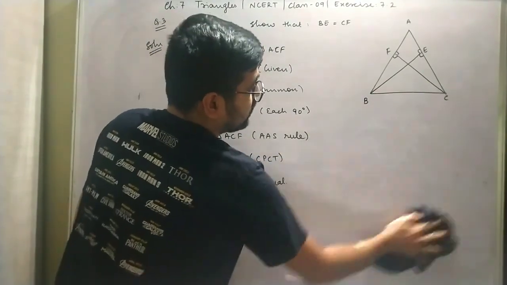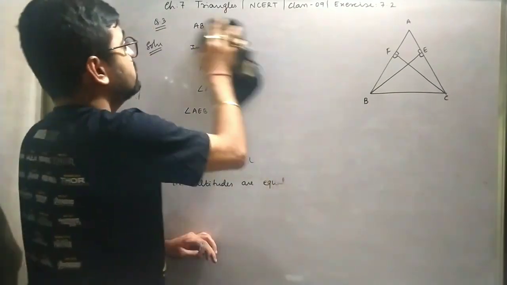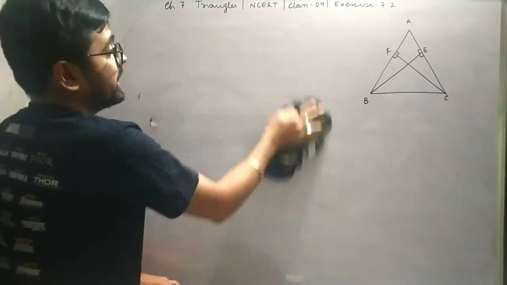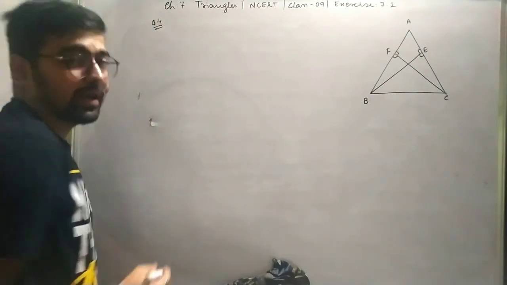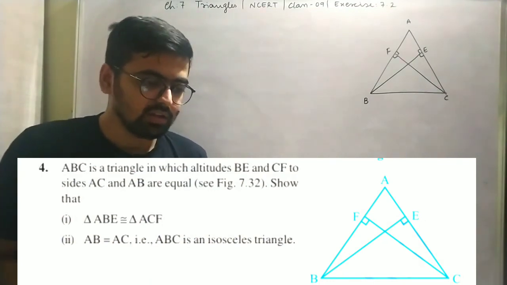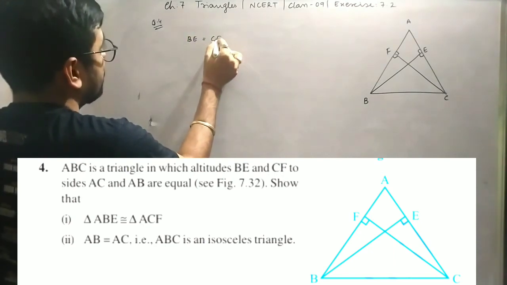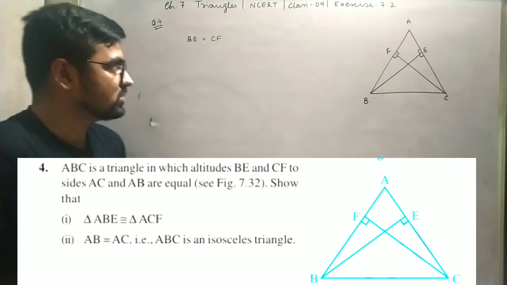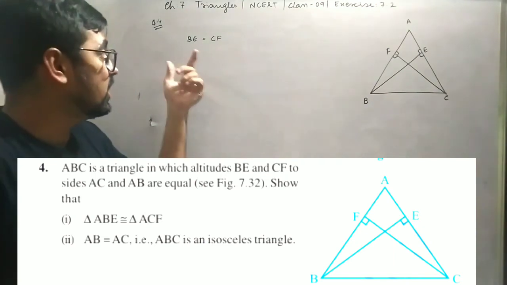Okay. Now I am going for question number 4, in which the figure given is the same. If you look at the figure given in the textbook for question number 4, it is similar to this one. It means they must have asked it with just a small change. Am I right? So let's have a look at it. A triangle ABC is a triangle in which altitudes BE equals CF. Now we know BE is equal to CF. Here the sides are not equal but the altitudes are equal.